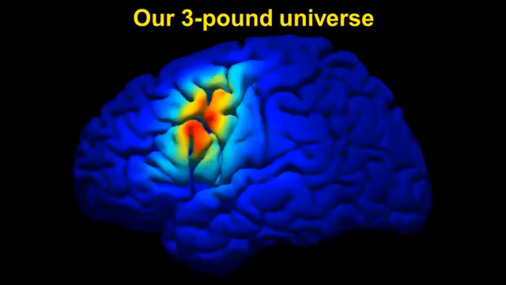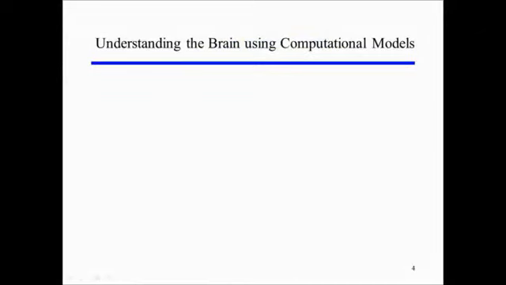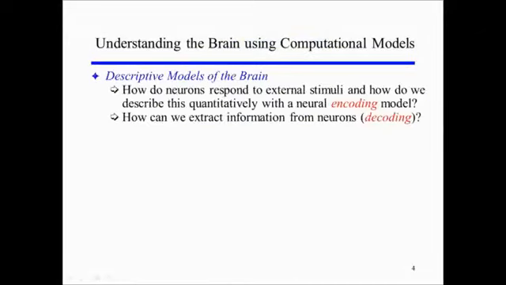Understanding how the brain does all of these things is one of the most profound scientific mysteries of the 21st century. In this course, we'll try to unravel some of this mystery and understand the brain using computational models. In this course, we'll cover 3 types of computational models. The first kind are descriptive models.